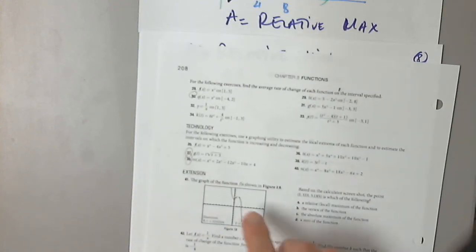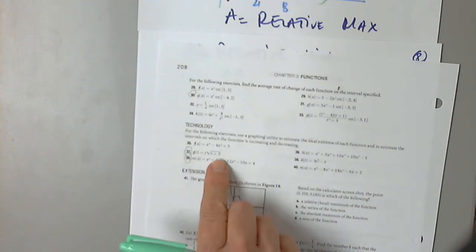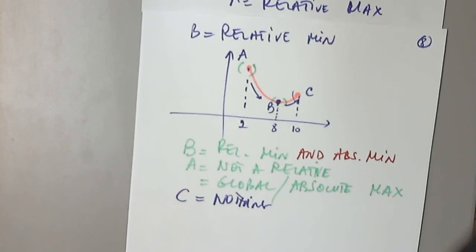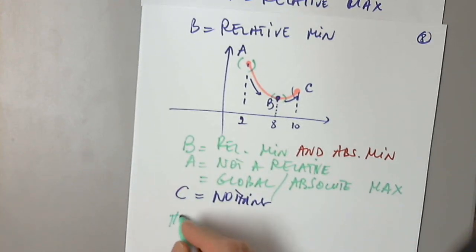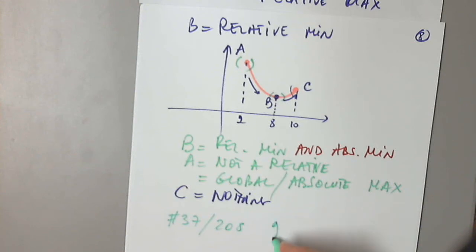Okay, very good. So can we choose 37 maybe? Okay, t times the square root of t plus 3. So this is problem 37 on page 208. And the function is g of t equals t times the square root of t plus 3.